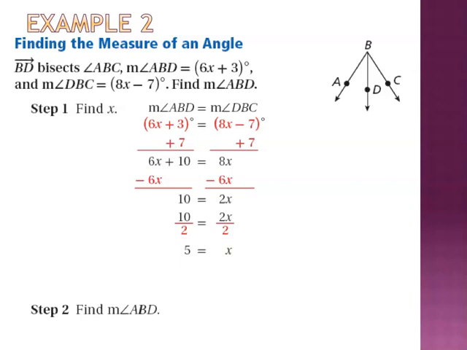Now, just because we found x doesn't mean we're done solving the problem. It asks us to find the measure of angle ABD. So now that we found x equals 5, we can substitute that into the expression for angle ABD, which was 6x plus 3. So this is 6 times 5 plus 3, so that's equal to 33 degrees.